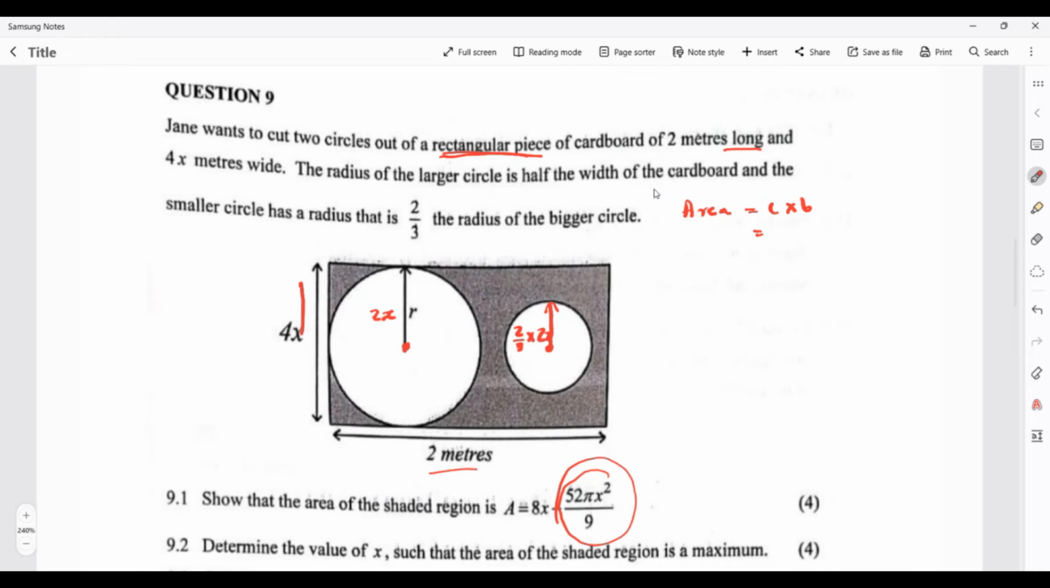Of which, what is our length? Our length is actually 2 meters. So we have 2 multiplied by what is our breadth? 4x. So which means this is actually 8x over there. That is our area of the rectangle. Okay, fine. So having done that, it is 8x square meters. Having done that, now let's express the area of the larger circle.